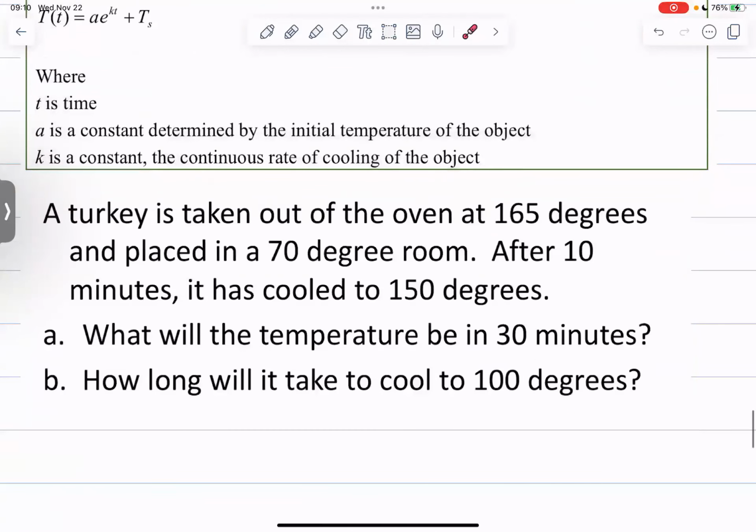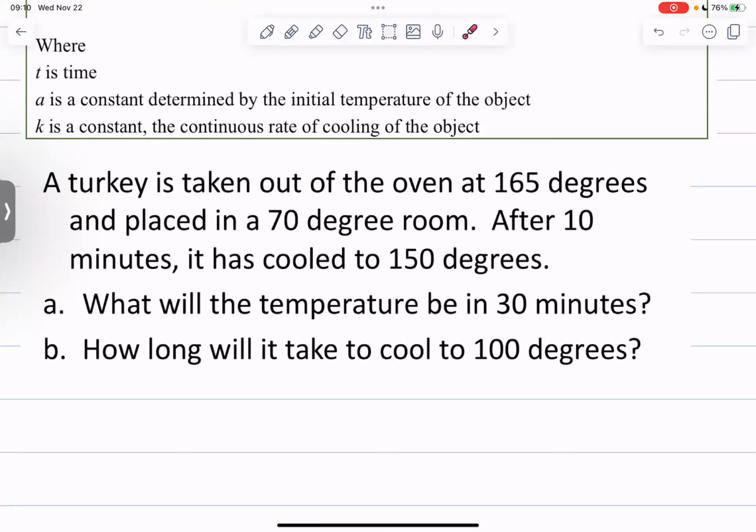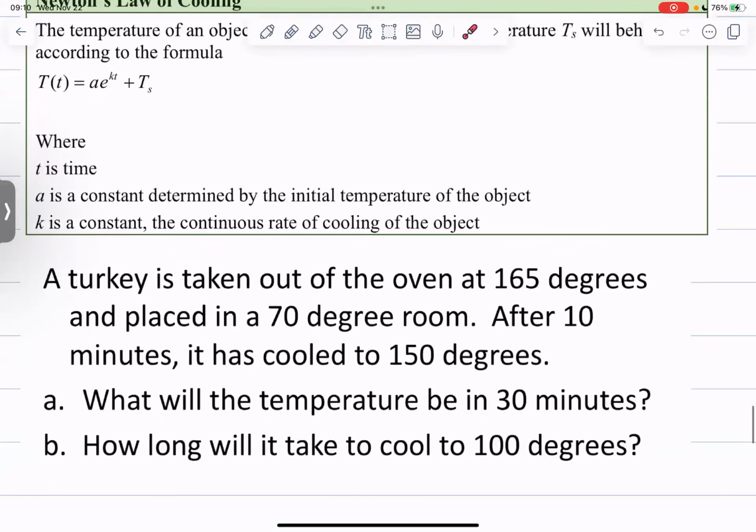So we've got a turkey. A turkey is taken out of the oven at 165 degrees and placed in a 70-degree room. After 10 minutes, it's cooled to 150 degrees. We want to know what will the temperature be in 30 minutes, which means that we have to find the equation and then evaluate it at 30 minutes. And then how long will it take to cool to 100 degrees, which we can use the function for as well. So we want to set up this equation.